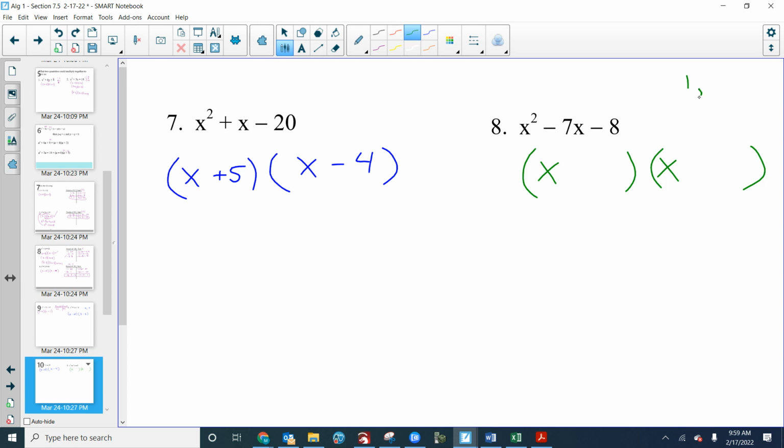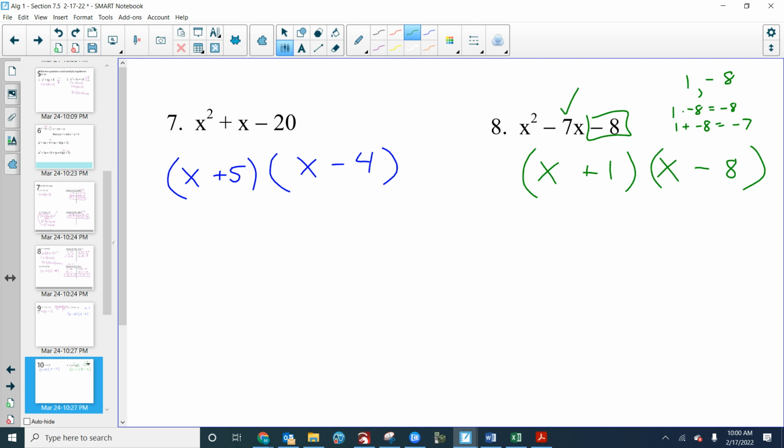And you should probably write these out. 1 and -8. Double check. 1 times -8 is -8. Check. 1 plus -8 is -7. Check. So what goes in the parentheses, Logan? x plus 1, x minus 8.